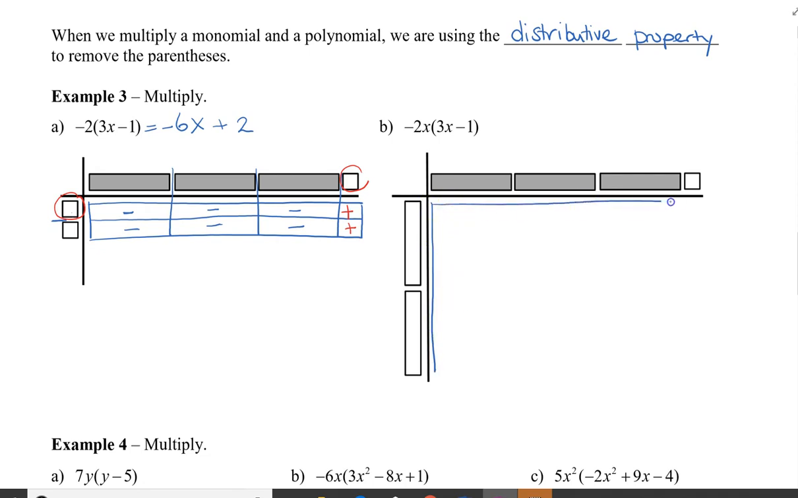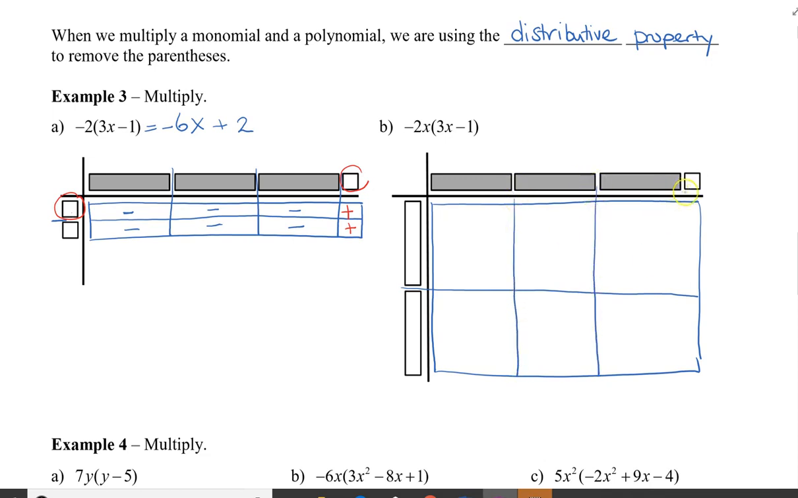So we're going to draw this rectangle out. And this represents negative 2x's on the side, and then 3x minus 1 on the top, just like before. So this time, however, we have 2 variables on the left. So we're going to draw our rectangle, and then we're going to cut it out using our algebra tiles, like so. So draw it cutting down, and then over here as well.